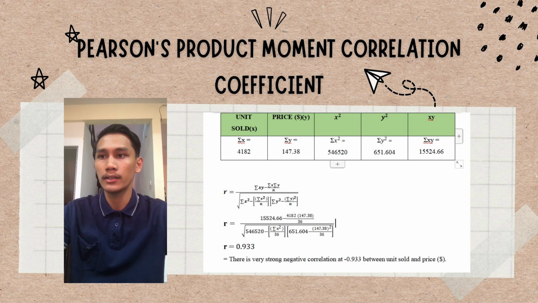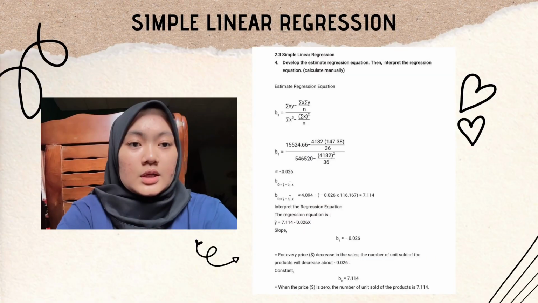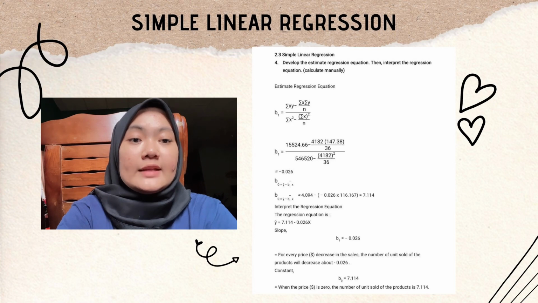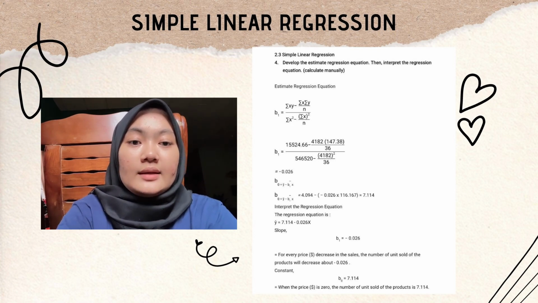The very strong answer we got is negative 0.933 between unit sold and price. Okay, that's all from me. Thank you. For part B, we develop the estimated regression equation, then interpret the regression equation.